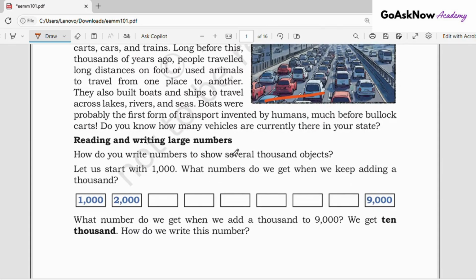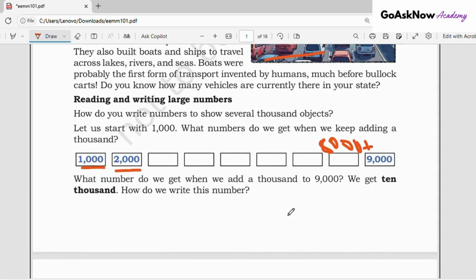Here, reading and writing large numbers. How do you write the numbers to show 1,000 objects? Let us start with 1,000. What number do we get when we keep on adding 1,000? 1,000 plus 1,000 is equal to 2,000. 2,000 plus 1,000 is equal to 3,000. Keep on adding up to 8,000. 8,000 plus 1,000 is equal to 9,000. What number do we get when we add 1,000 to 9,000? We get 10,000. How do we write this number?